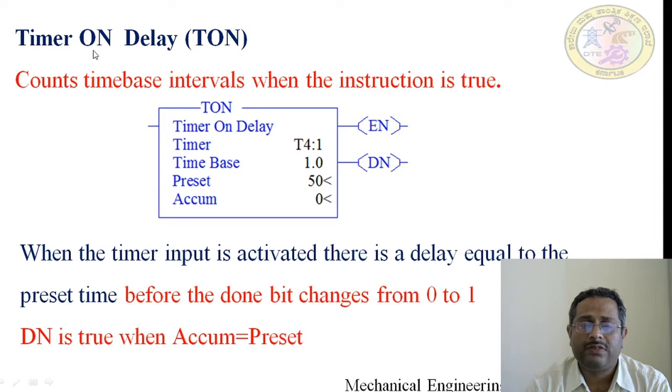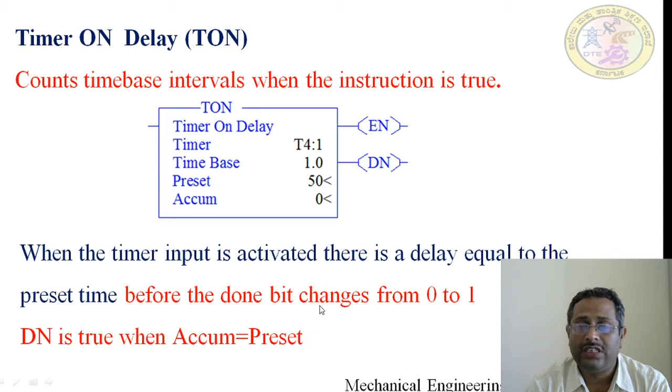This can be called TON, and here it counts the time-based intervals when the instruction is true. In the timer on delay, the accumulated value starts counting when the instruction is true, and when the timer input is activated, there is a delay equal to the preset time. I have explained previously, the motor will turn on only when the accumulated value reaches the preset value. That is the condition. Here when the timer input is activated, there is a delay equal to the preset value before the done bit changes from 0 to 1.